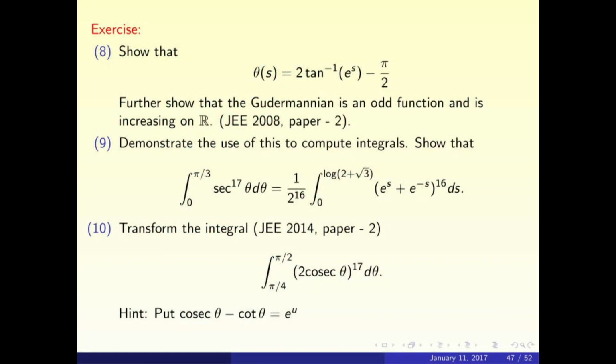So here are some exercises on the Gudermanian. Show that theta of s is 2 tan inverse of e to the power s minus pi by 2, and show that the Gudermanian is an odd function and is an increasing function. As far as this problem is concerned, there is very little for you to do. Differentiate this equation, theta of s. You straight away differentiate the 2 tan inverse term, that is 2 upon 1 plus e to the power 2s into e to the power s. That's evidently positive, and so it's an increasing function.